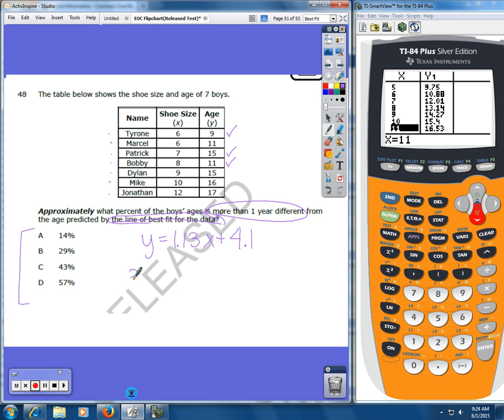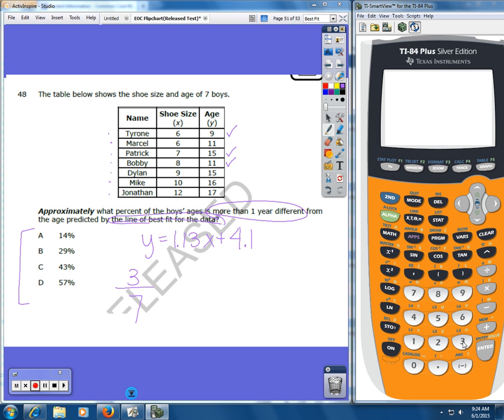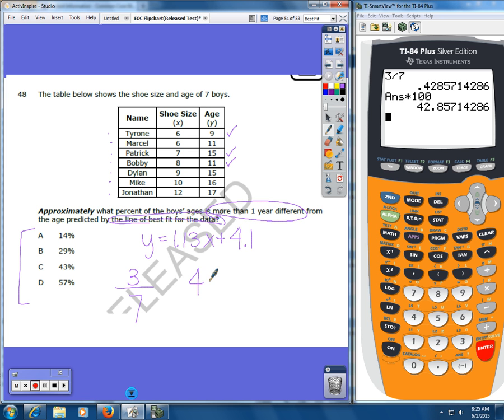So we're going to take our 3 that are different out of the total of 7 and figure out what the percentage is for that. So 3 out of 7 would give us 0.428 multiplied by 100 to get a percent. Okay, so that's somewhere around 42.86%. All right, it says approximate, and so our closest would be C, 43%.